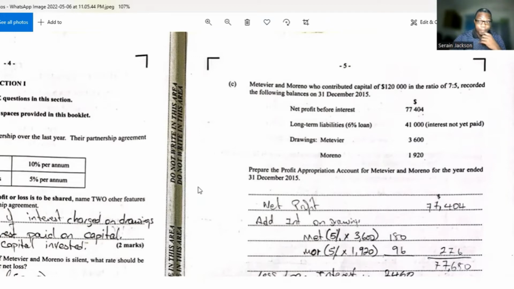So 1C says Metivier and Moreno, who contributed capital of 120,000 in the ratio 7:5, recorded the following balances on the 31st of December 2015. They give us the net profit here before interest. Then they have the long-term liabilities, a 6% loan, where the 6% is the interest rate, 41,000. They said that the interest has not yet been paid. Then they have loans for Metivier and Moreno, and then they say we should prepare the profit appropriation account for Metivier and Moreno for the year ended the 31st of December 2015.